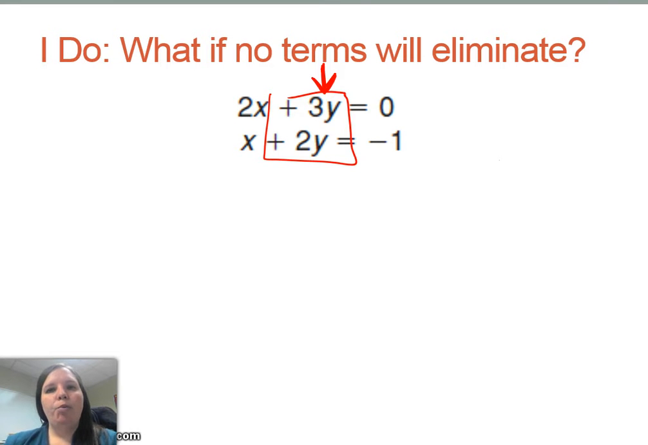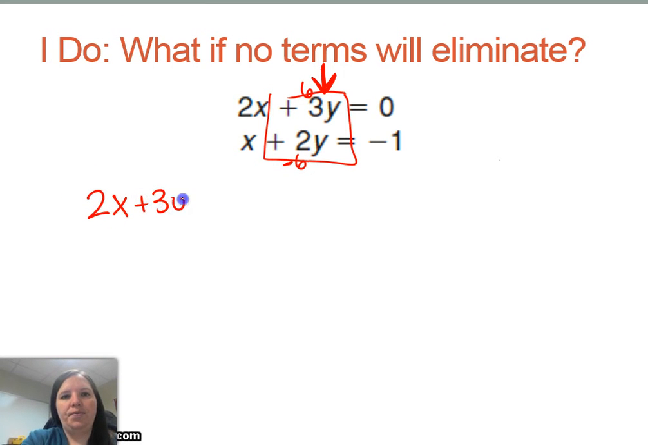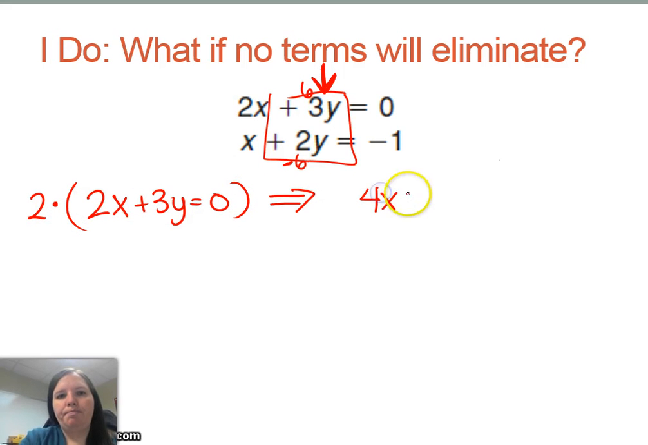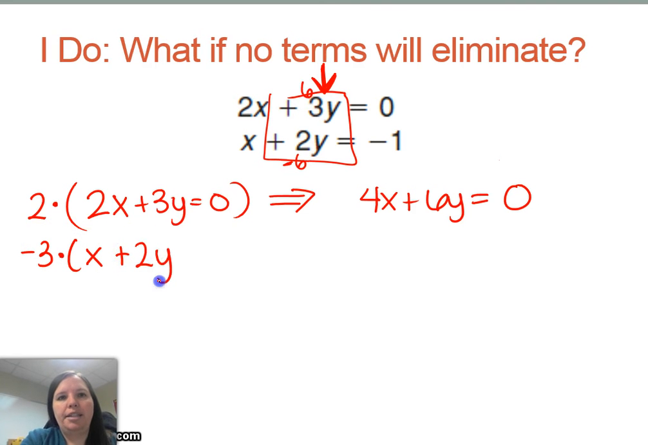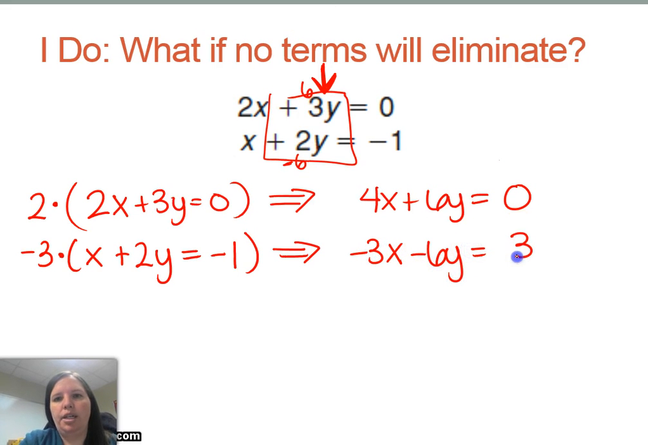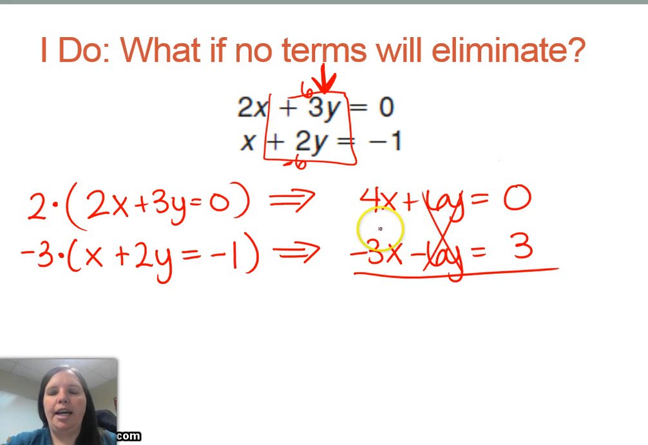So if I see 3y and 2y, what I need to think is, what can I turn both of these into, one positive and one negative? Well, I can make that 6y by multiplying by 2, and I can make that negative 6y by multiplying by negative 3. So you may need to take your equations and multiply not only by positives and negatives, but you may want to multiply both equations by different numbers. So this becomes negative 3x minus 6y equals 3. And now my y's will eliminate when I add the two together. So that's x equals 3. And then I could solve for y.